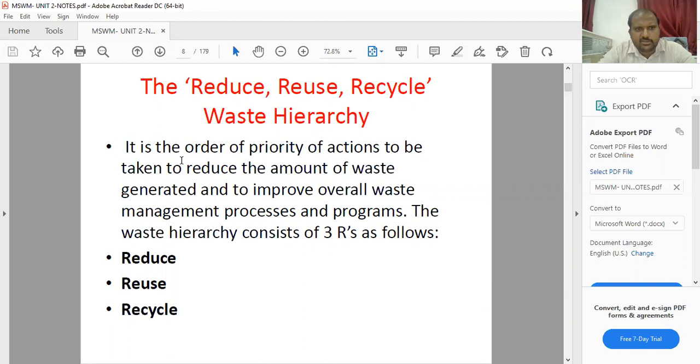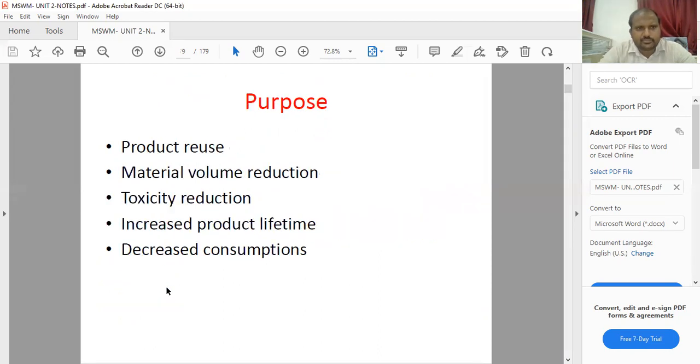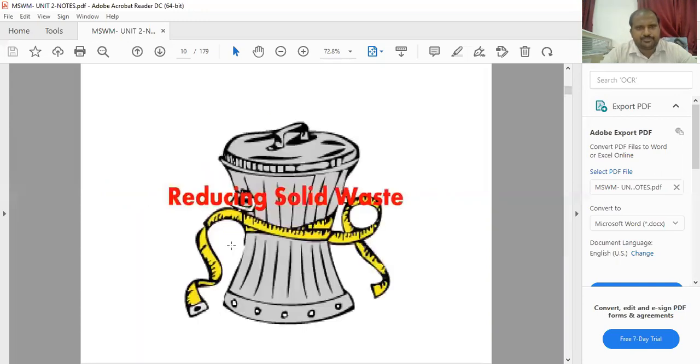It is the order of priority of action to be taken to reduce the amount of waste generated and improve the overall waste management process and programs. The waste hierarchy consists of the 3R as follows: reduce, reuse, and recycle. Next one is purpose. The purpose is reuse of the product, material volume reduction, quantity reduction, increased product lifetime, and decreased consumption.